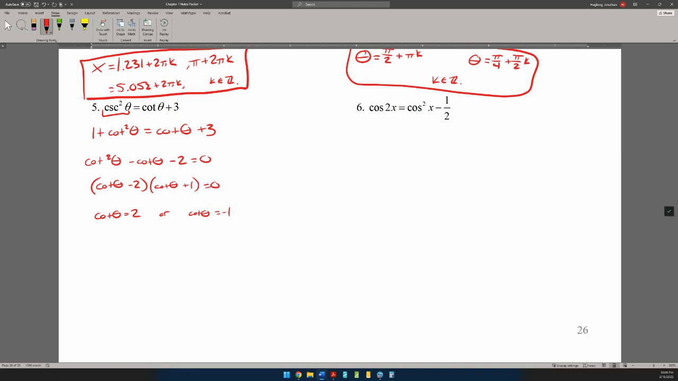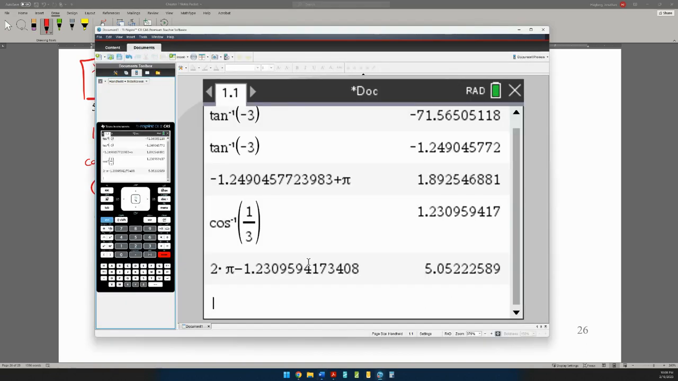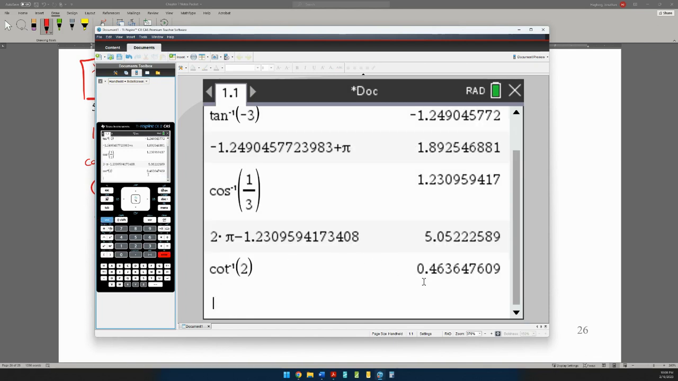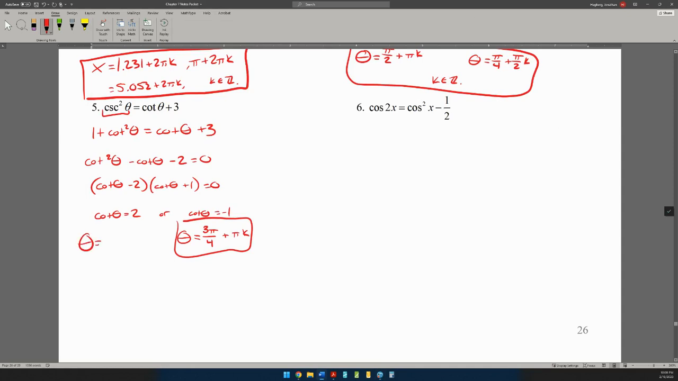Okay, so going back to our calculator, actually we could do that right-hand equation. We know where the cotangent is equal to negative 1. That's going to be in quadrants 2 and 4, and they're directly across from one another. So 3 pi fourths plus pi k. That's our first solution. And then for the other one, we're going to do the inverse cotangent of 2. So let's go back to our trig functions. Inverse cotangent of 2, Control Enter gives us a decimal approximation, 0.464, plus 2 pi k.